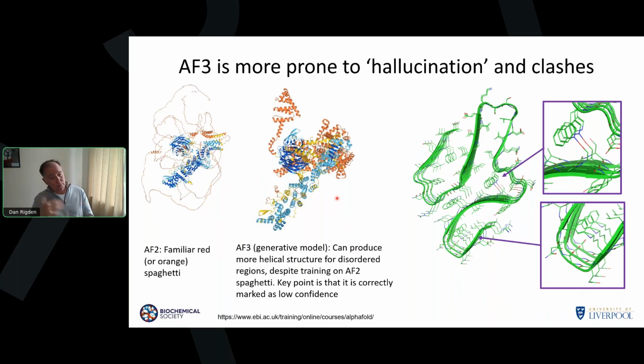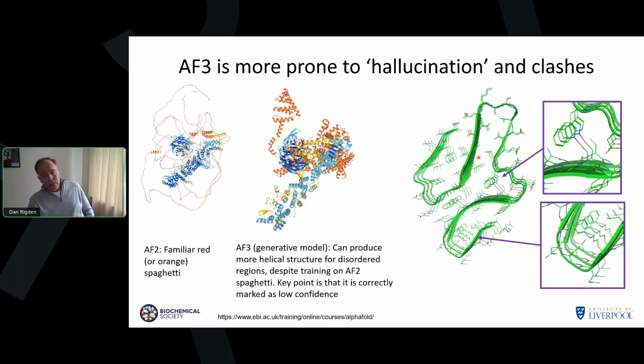So the AlphaFold 3 people were well aware of this when they were developing it, and they even tried to train AlphaFold 3 to produce results that looked a bit more like AlphaFold 2. As they said, give us our red spaghetti back, but they didn't manage it entirely. So you may get results that look like this. But the key point is that you can see those helices are very low confidence. So you just need to be aware that big chunks of low confidence helix are likely disorder in the same way that the red spaghetti we're used to seeing is also disorder.